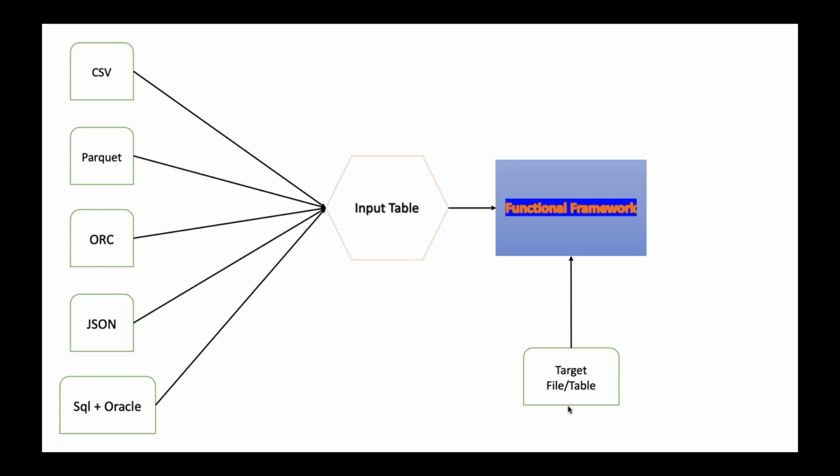Some test cases we already know: count checks, left outer and right outer joins, inner joins, duplicate checks in rows and grains, then all the column level validations, data type checks, as well as whether all the columns are validated or not.